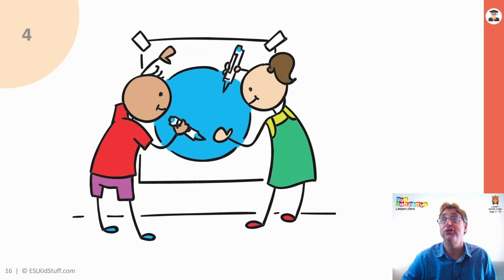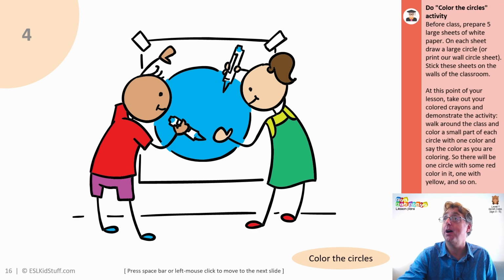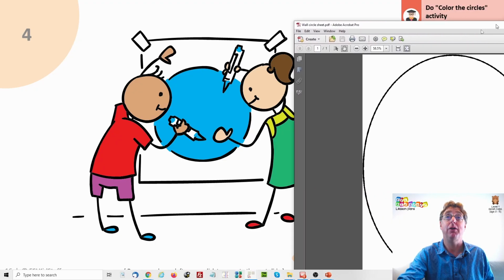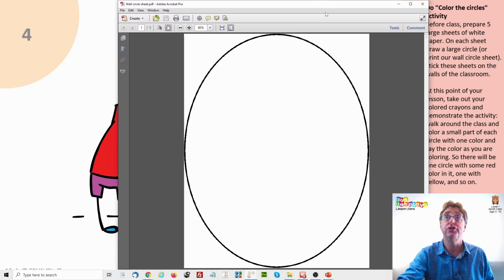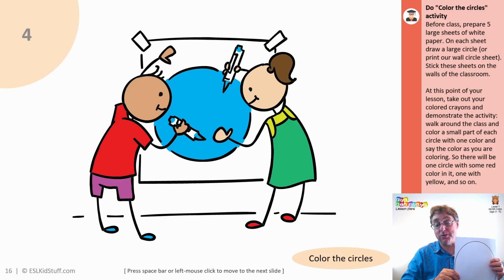Okay, so on to the craft colouring activity. We'll be reviewing the 5 colours with this. So before class, you'll need 5 big sheets of paper and draw a big circle on each one, or you can use our wall circle sheet in the resource pack and print 5 of those off. I've got one printed off here. And you'll pin these on different walls of the classroom.